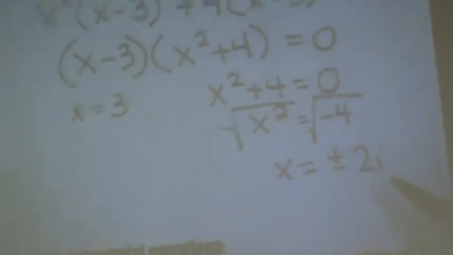How would you graph that? Well, these 2 are going to be floating. I know that this is x cubed, so it's going to go like this, and it's going to cross at 3. These 2 are not going to hit the x-axis because of that imaginary number. All right, now this last one.